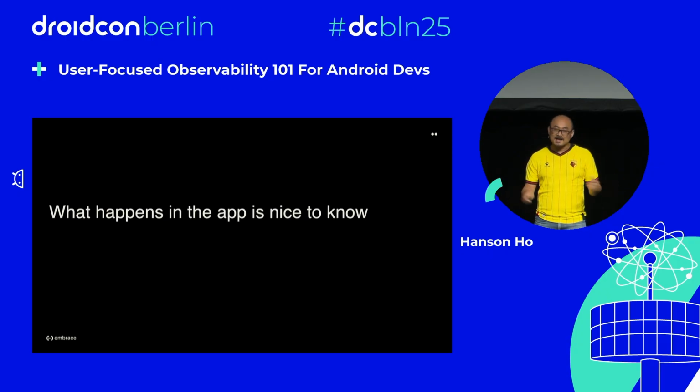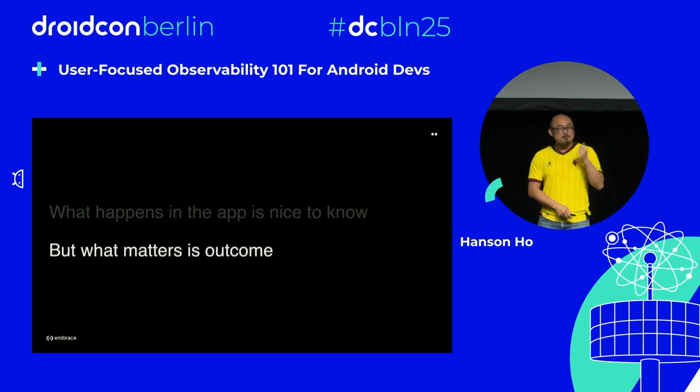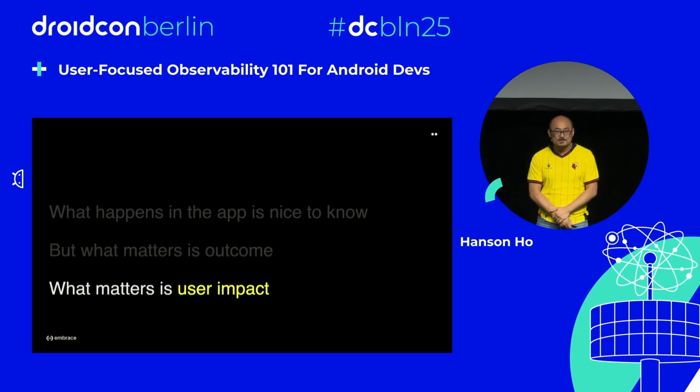What happens in the app is nice to know. It's good to know how fast things are. It's good to know what happened prior to it. But what matters is outcome. What matters is user impact. You want to measure changes to that. You want to explain why things change with user impact.